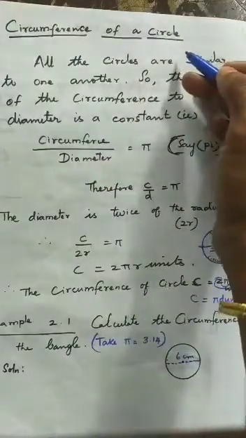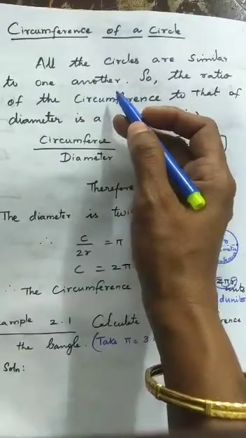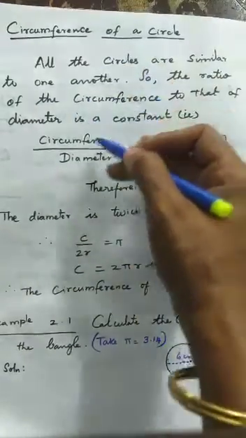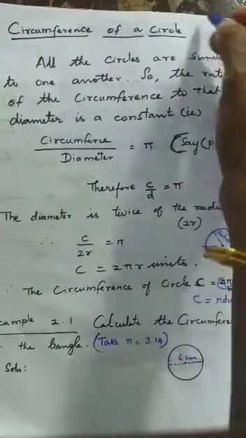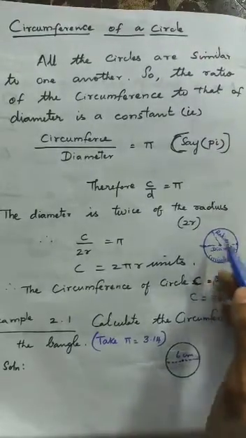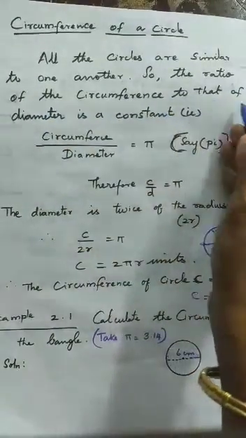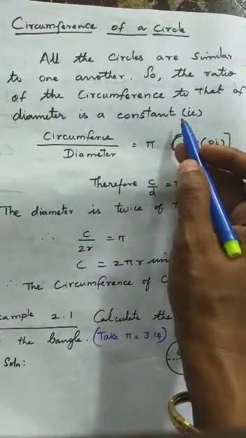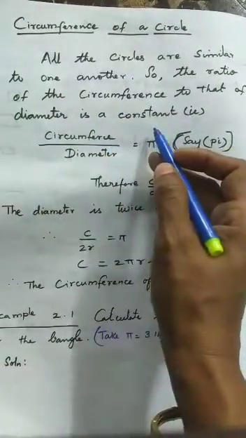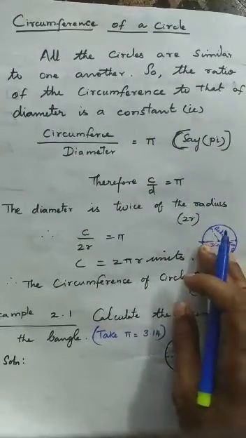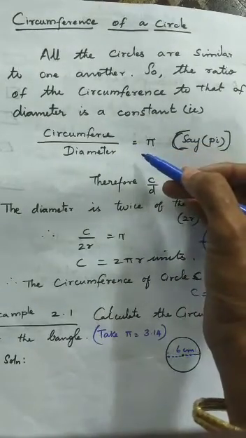Today we shall see the circumference of a circle. All the circles are similar to one another. That is, all the circles are the same in shape. So the ratio of the circumference to the diameter is constant always. For all the circles, the ratio of the circumference and diameter is constant. That is, circumference by diameter is equal to pi.